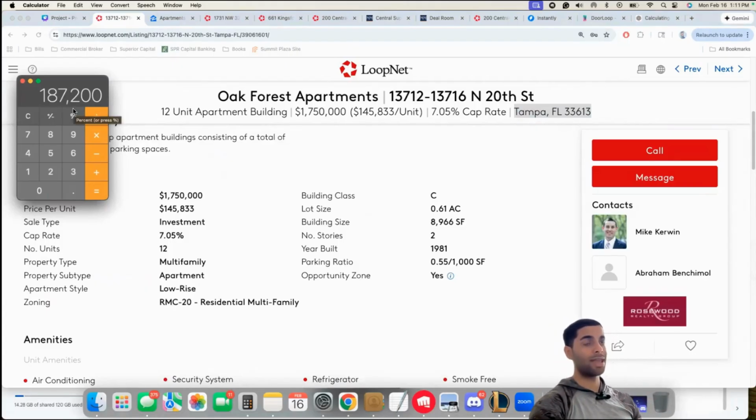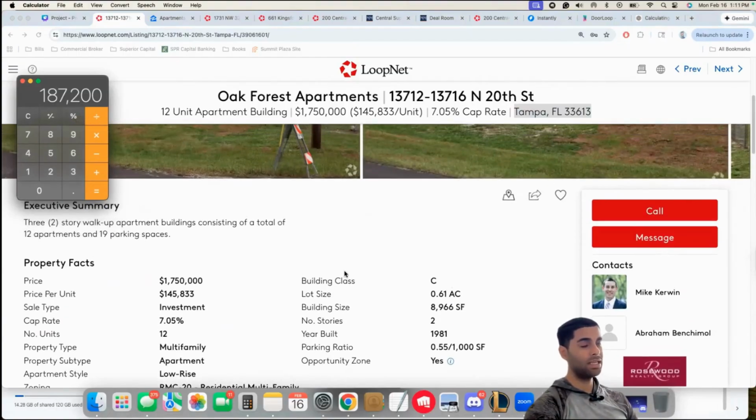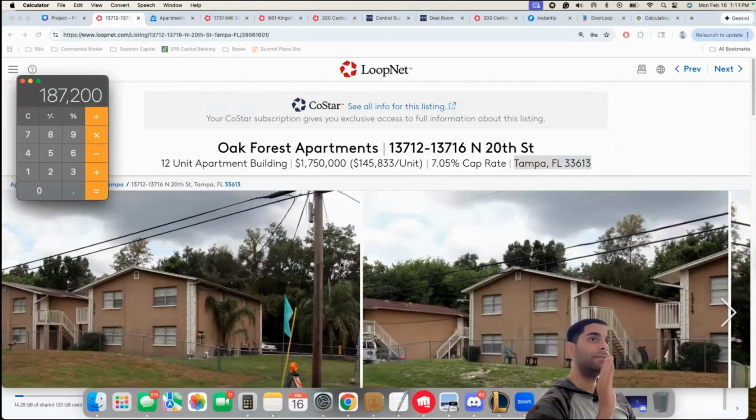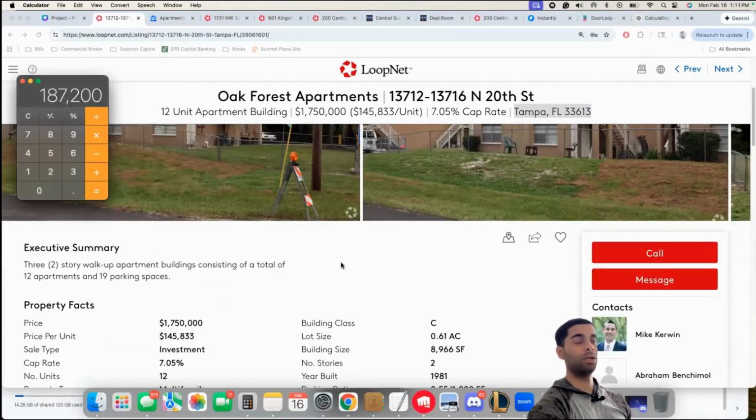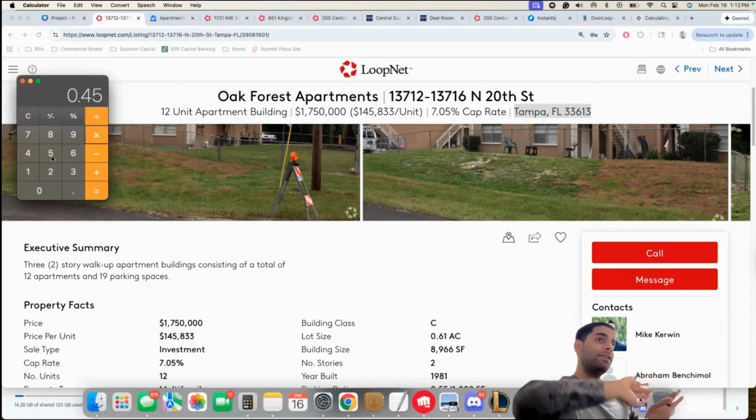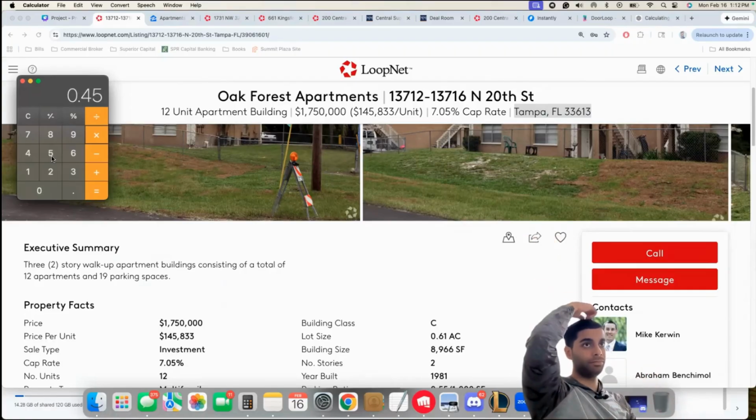Next, I'm going to slap on an expense ratio. 1980s building, so I'm going to use a 55% expense ratio. So what I'm going to do is multiply this by 1 minus the expense ratio. So my expense ratio is 55%, and I'm going to multiply this by 45%. What that means is I'm taking 55% off the top. I'm saying 55% of the income that comes in is going to go straight towards expense.